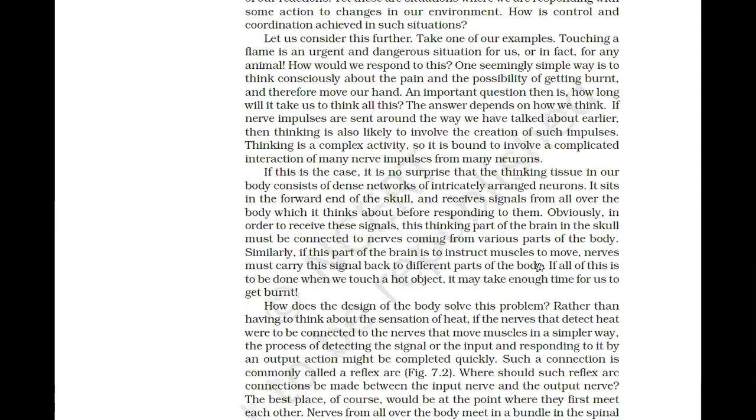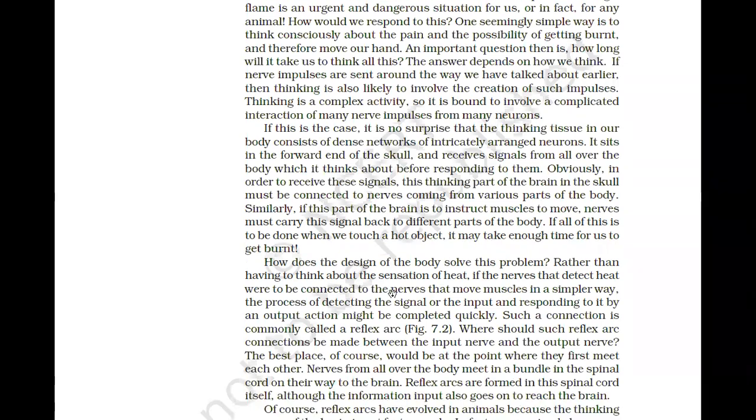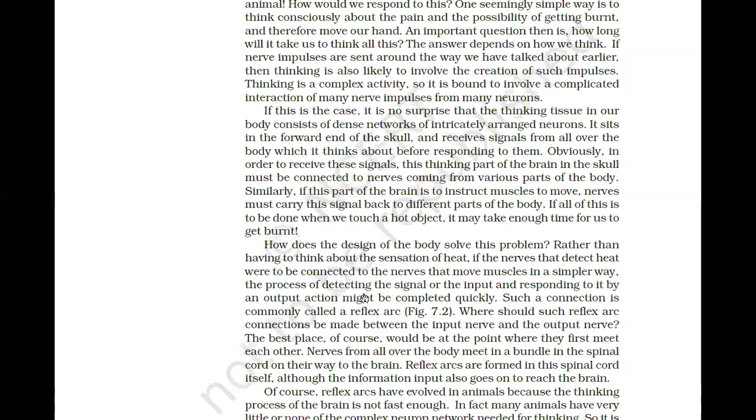Thinking is a complex activity, so it is bound to involve a complicated interaction of many nerve impulses from many neurons. If this is the case, it is no surprise that the thinking tissue in our body consists of dense networks of intricately arranged neurons. It sits in the forward end of the skull and receives signals from all over the body, which it thinks about before responding to them.